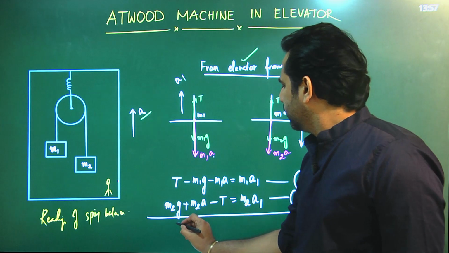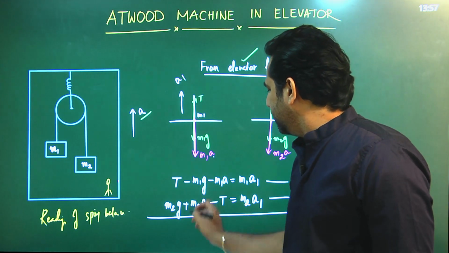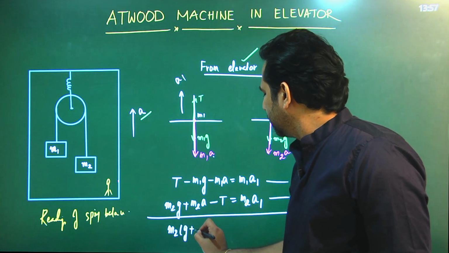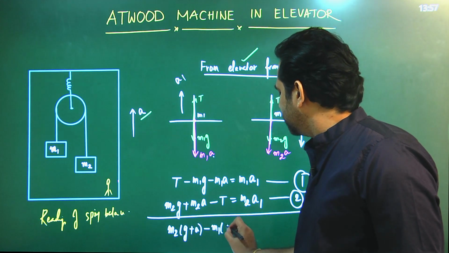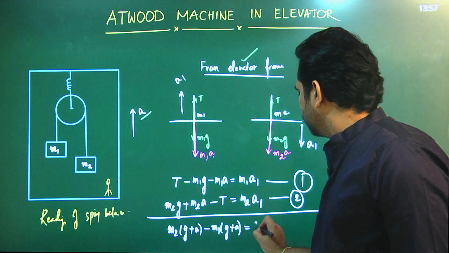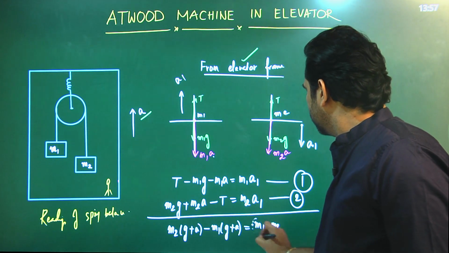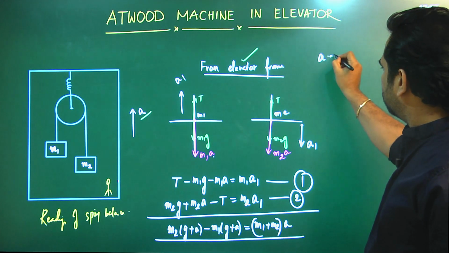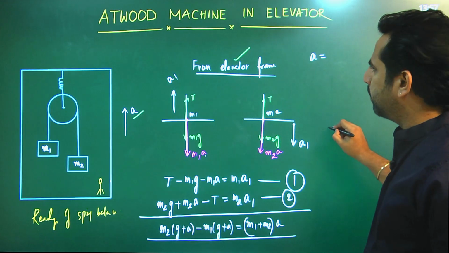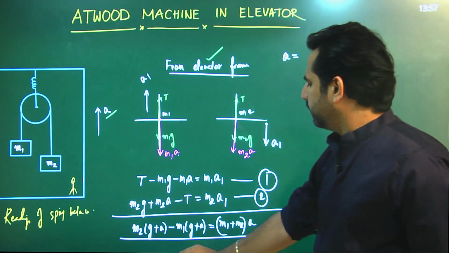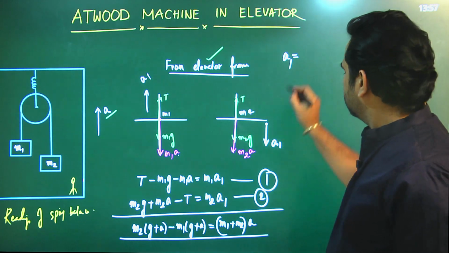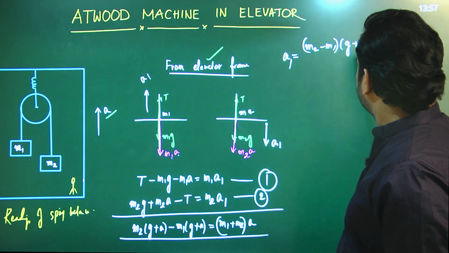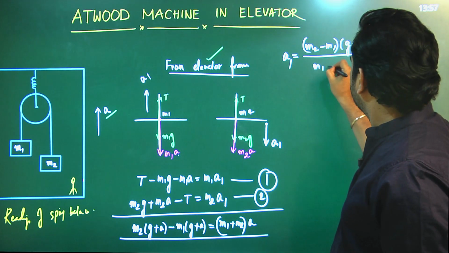Adding up these both, we get rid of T, and it is M2 into (g plus a) minus M1 into (g plus a), that is equal to (M1 plus M2) into a1. So this is the acceleration. So the acceleration of the blocks with respect to the elevator, that is a1, is equal to (M2 minus M1) into (g plus a) by (M1 plus M2).